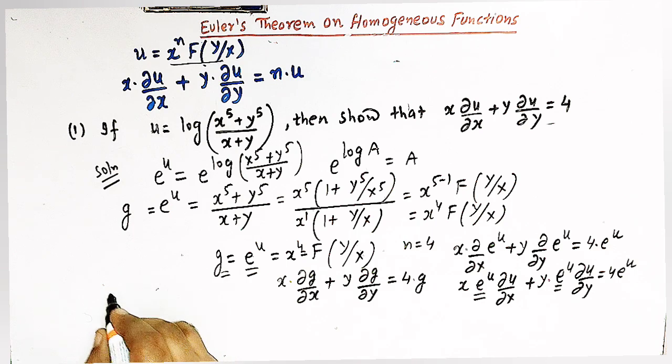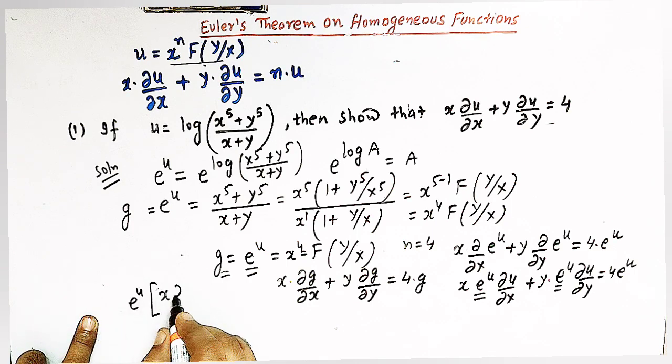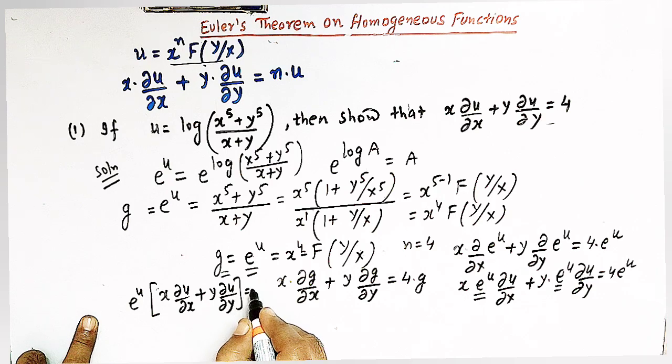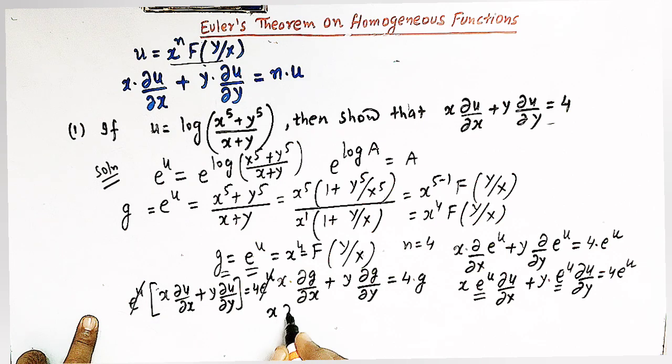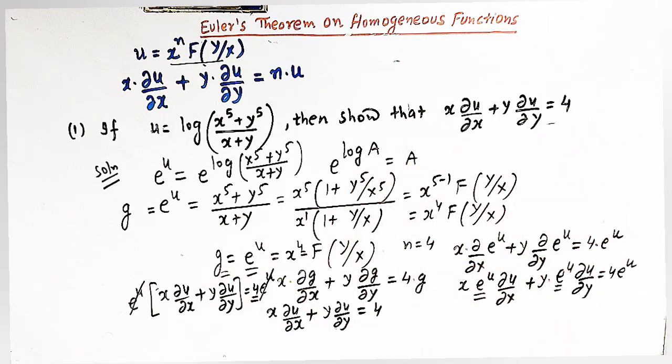Now let us take e^u common. So we have x ∂u/∂x plus y ∂u/∂y, and here we have 4 times e^u. Now this e^u and e^u get cancelled, so we have the desired result, x ∂u/∂x plus y ∂u/∂y is equal to 4. So this is how we can prove this statement.